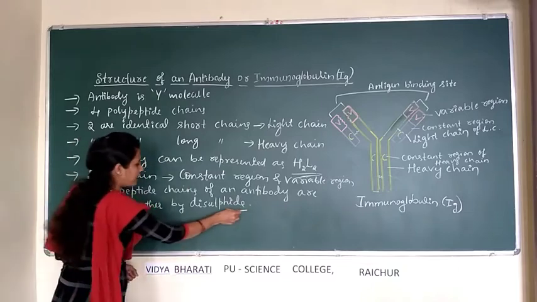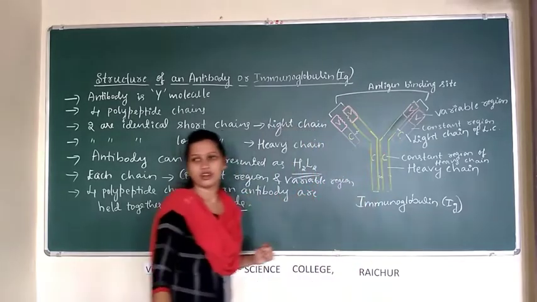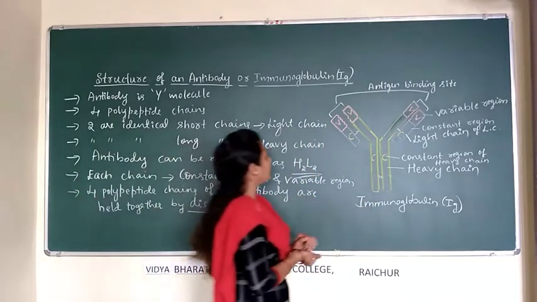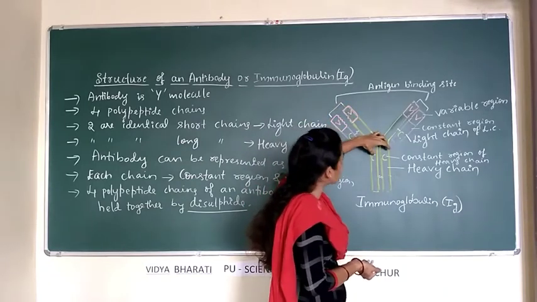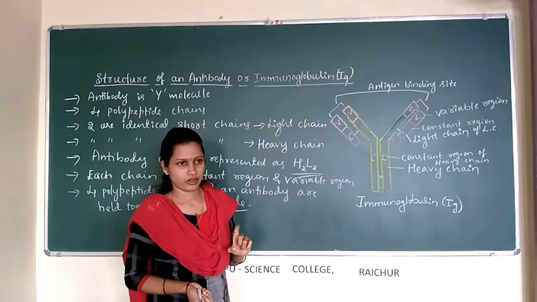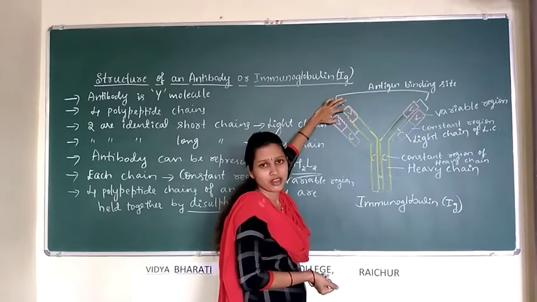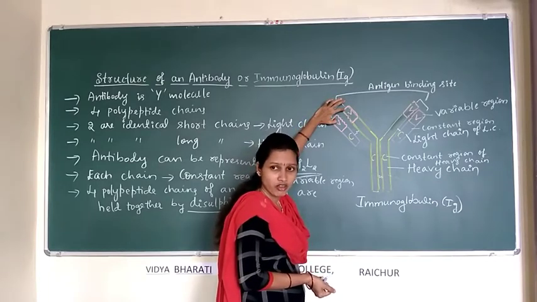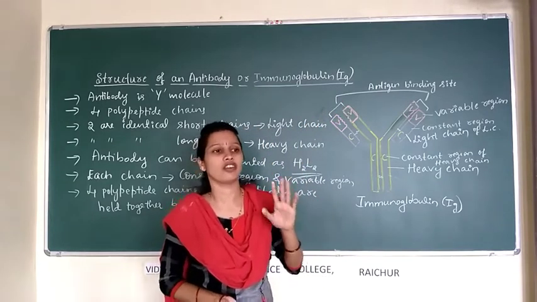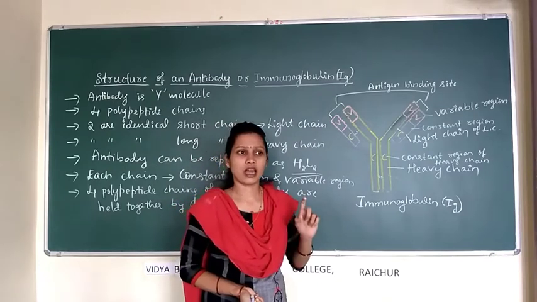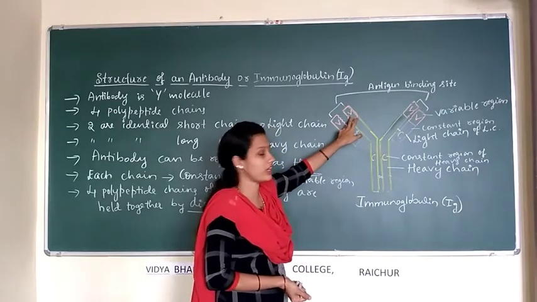They are held together by disulfide bonds. See here, disulfides are present. Then, in the variable region, amino acid sequences are present, and in the constant region also, amino acids are present. But the sequence of amino acids present in the variable region of different antibodies differs.